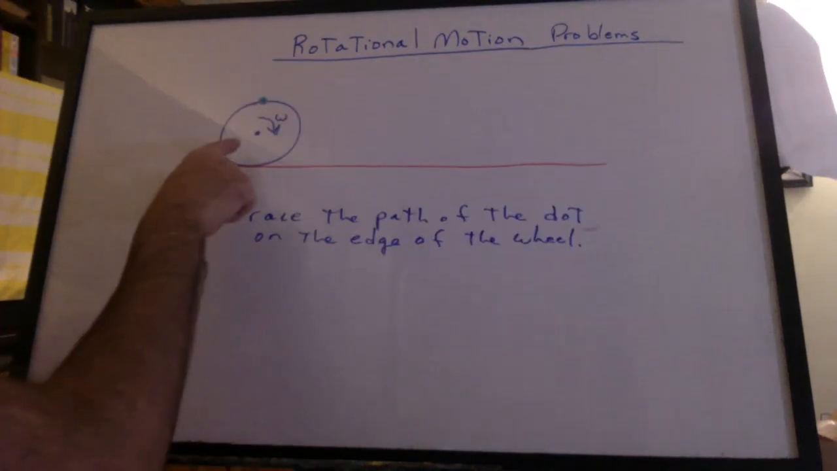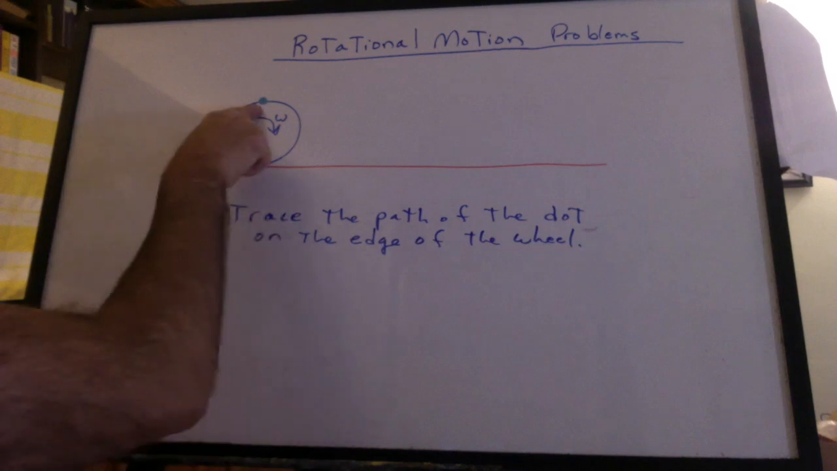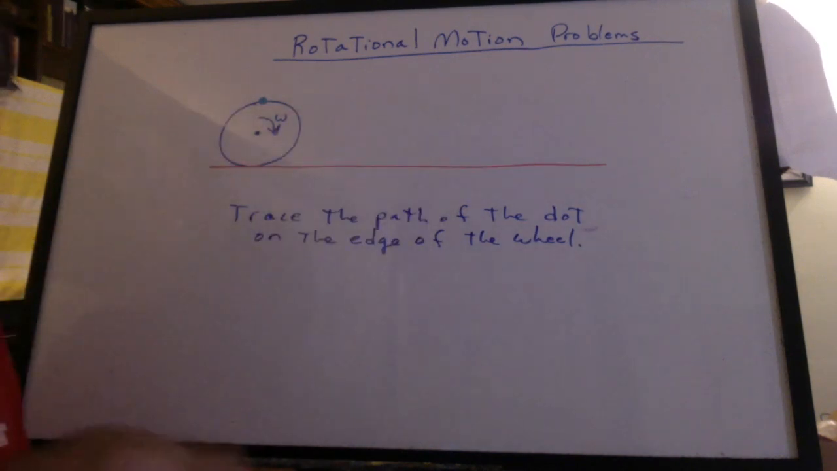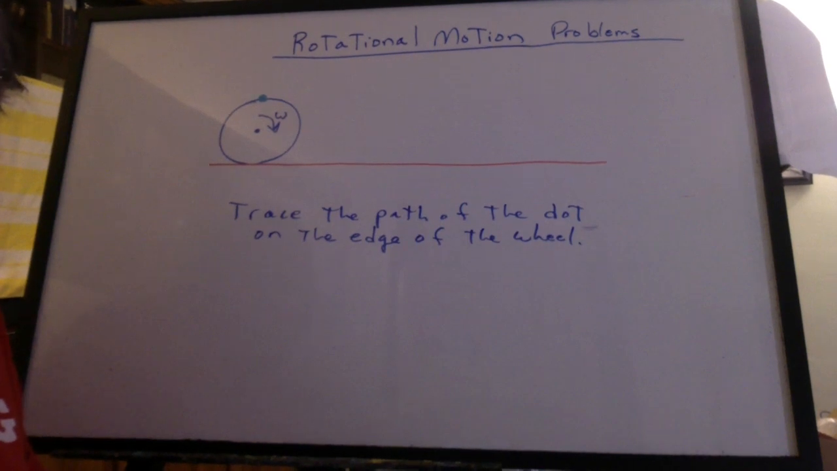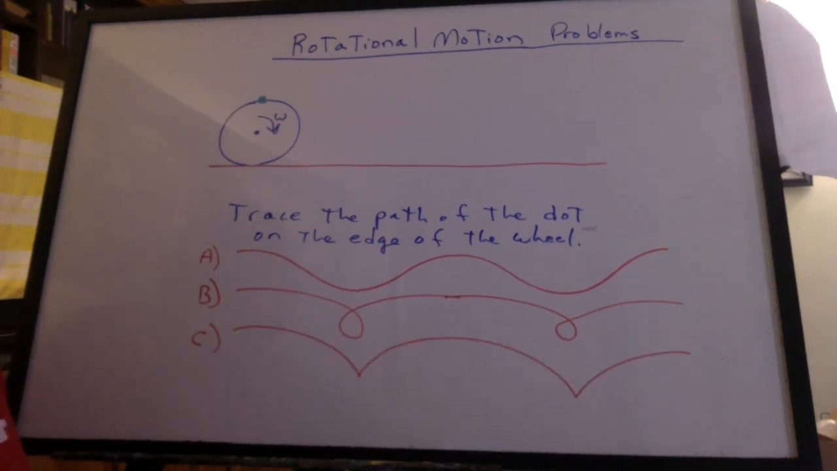So now we have a wheel. It's going to roll and it's going to go across the table. I want you to trace the path that this dot makes as this happens. Give it a shot. Could it be choice A? Could it be choice B? Could it be choice C?